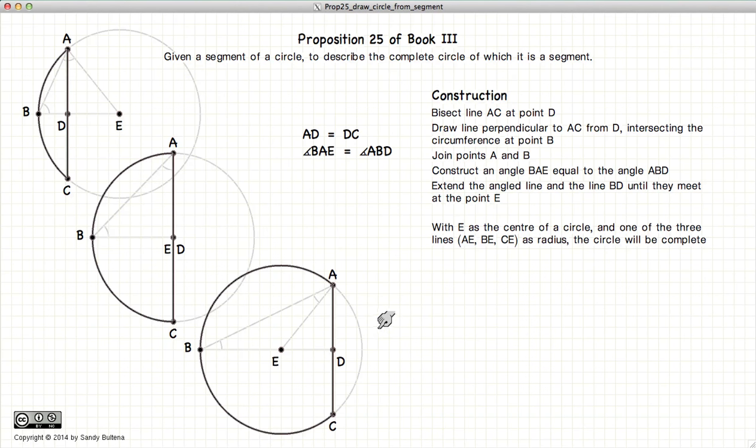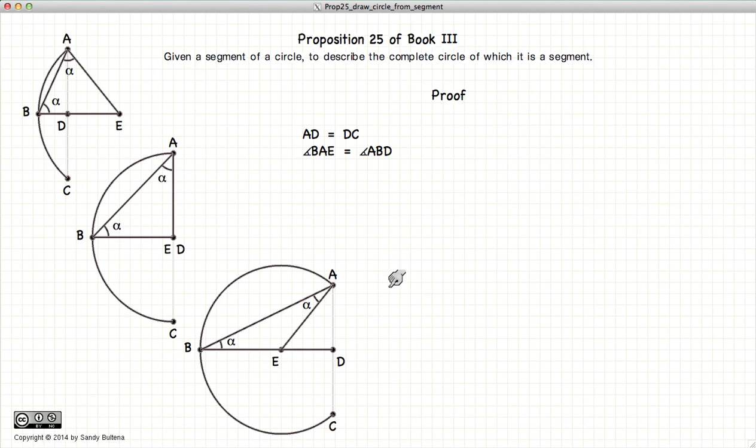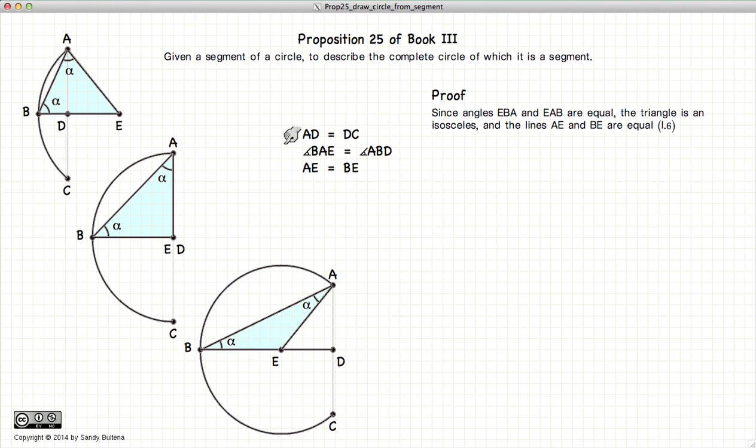So how do I prove that this is correct? Going back to our triangles that we have formed, the first thing to note is that because this angle is equal to that angle, we have an isosceles triangle from Proposition 6 of Book 1. So in all three cases, we have an isosceles triangle.